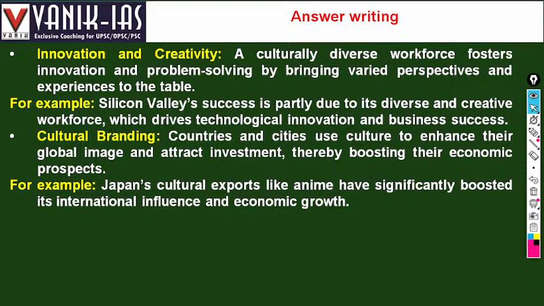Innovation and creativity: a culturally diverse workforce fosters innovation and problem solving by bringing varied perspectives and experiences to the table. For example, Silicon Valley's success is partly due to its diverse and creative workforce, which drives technological innovation and business success. Cultural branding: countries and cities use culture to enhance their global image and attract investment, thereby boosting their economic prospects. For example, Japan's cultural exports like anime have significantly boosted its international influence and economic growth.